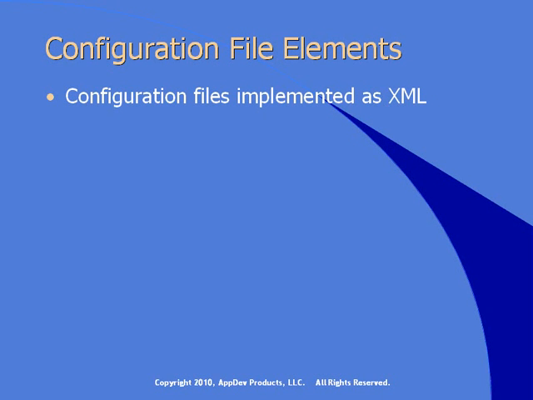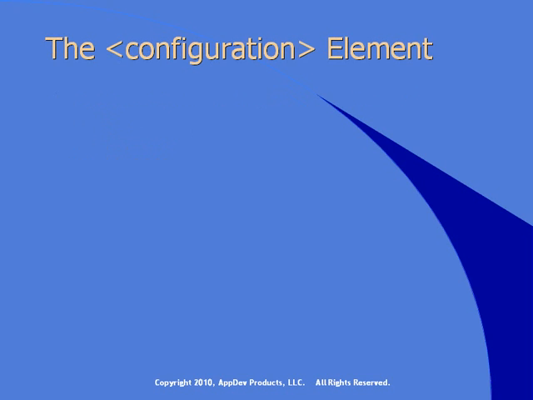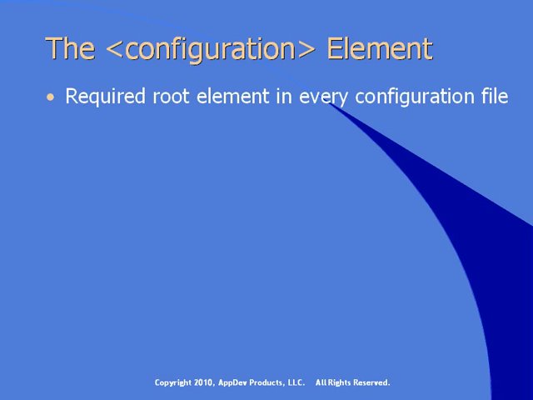Configuration files are defined as a set of XML elements that implement configuration settings. The contents of the XML file has to be well-formed XML. The XML tags and attributes are case-sensitive, and they use a rigid schema, so take care when you edit them to use the correct casing. The configuration element is the root element in every configuration file, and every configuration file must have a configuration element. And then there are a number of child elements that can be contained within the configuration file as well.